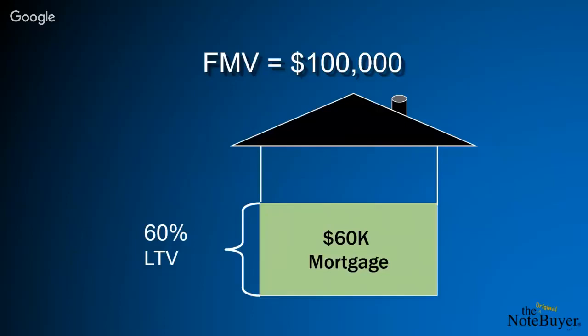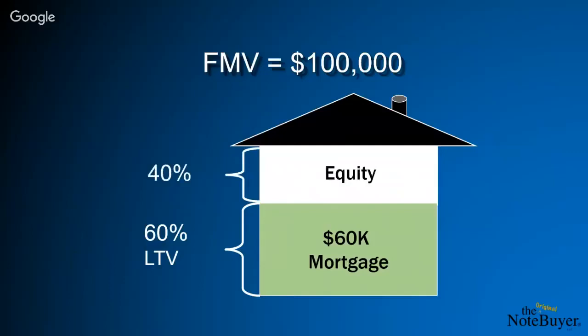So let's look at this here. Let's say that you have this property that's worth $100,000. And let's say there is a $60,000 mortgage on it, okay? Very simply, our loan to value is 60%, okay? But what we're really interested in is what's left. We want to know how much equity is in the property, okay? And obviously, the remaining equity would be 40%. So this tells us that there's $40,000 of extra value that is protecting this $60,000 mortgage.